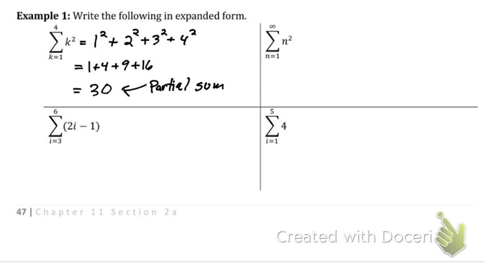We're not going to add forever. We're just going to put dot, dot, dot. But we'll put the first few to see what it looks like. So we are going to have 1 squared plus, then we move our index up 1. So it would be 2 squared plus 3 squared plus 4 squared plus dot, dot, dot. In other words, we have 1 plus 4 plus 9 plus 16 plus dot, dot, dot.